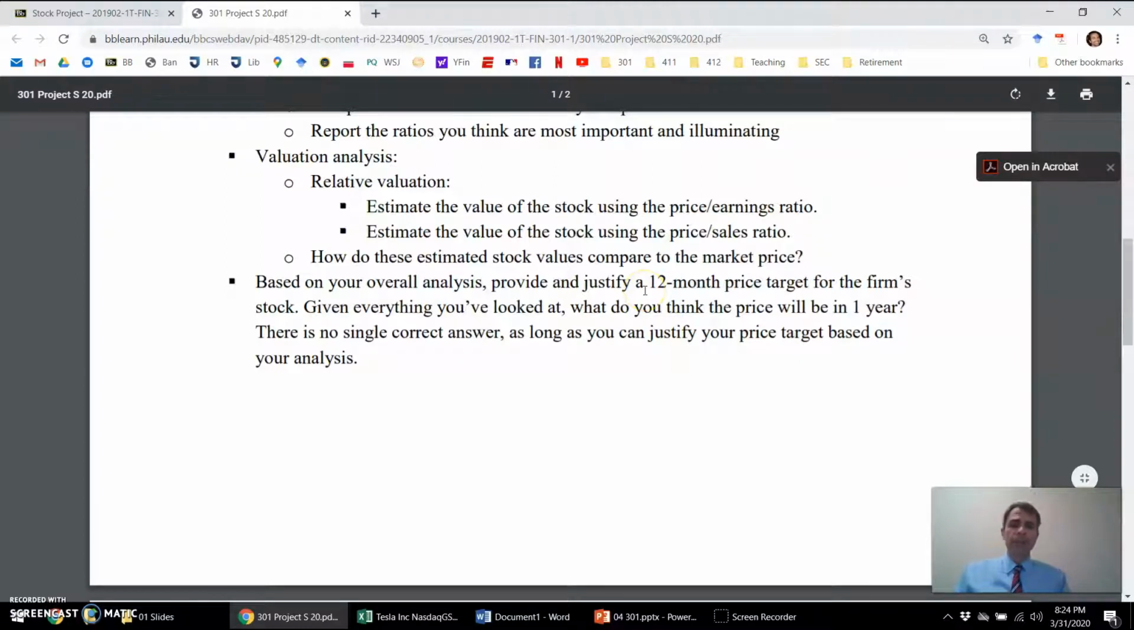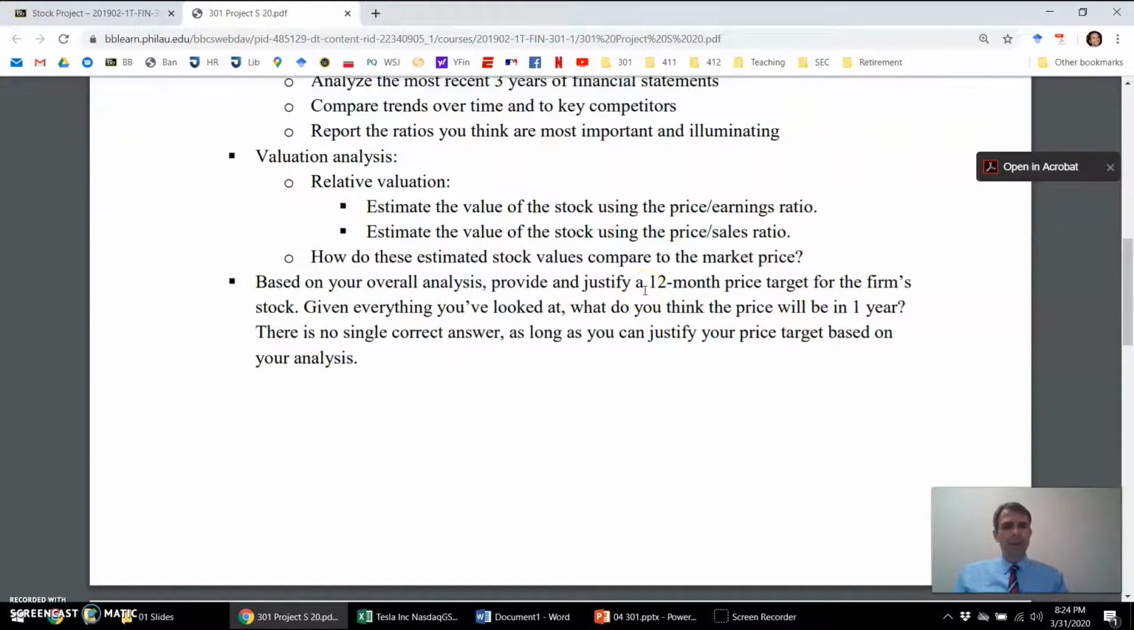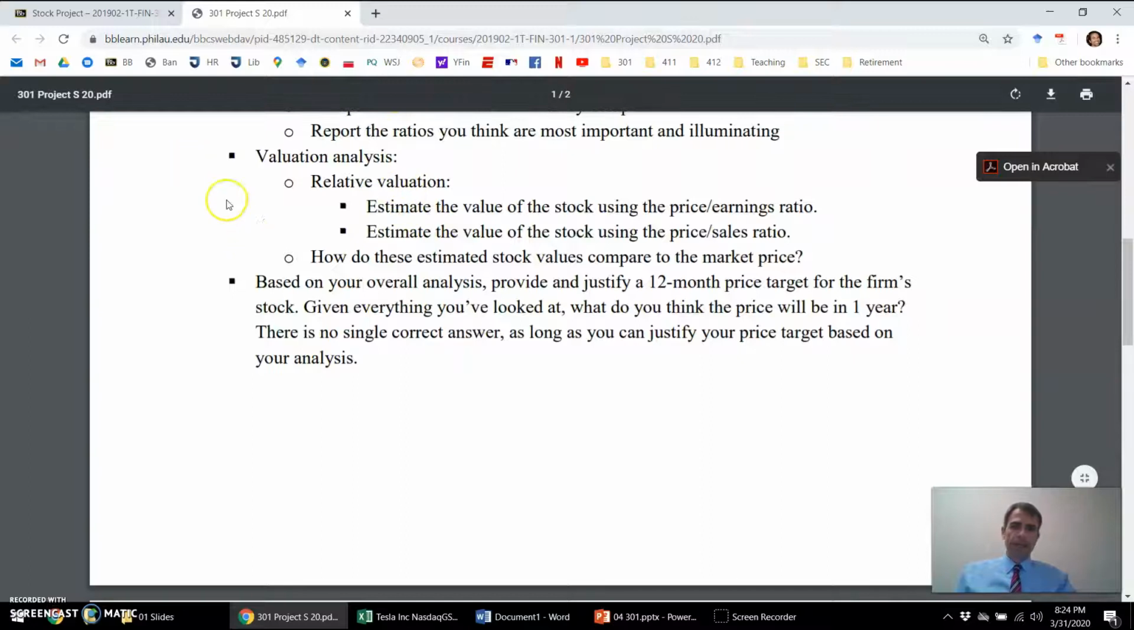So it's subjective. There's no one right or wrong way to do it, but as long as you provide a price target and then can justify it based on some of the work you've done, right? So provide something to support your price target based on the work that you've done above, you'll be fine there.